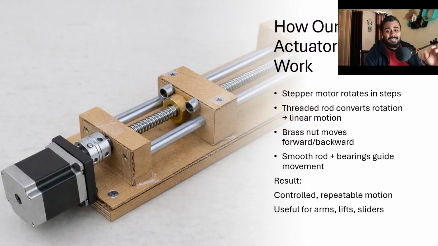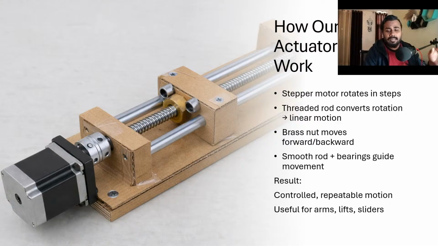I will start to assemble this in the next live stream. So, how our actuator will work: the stepper motor rotates in steps. It will rotate forward or backward, depending on the command. Then we have the threaded rod, which converts rotation into linear motion, back and forth, push and pull.